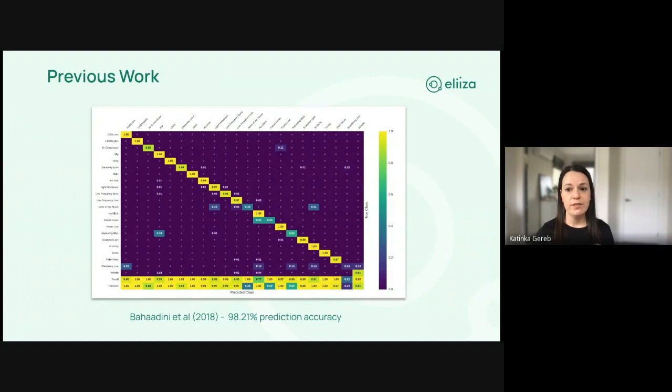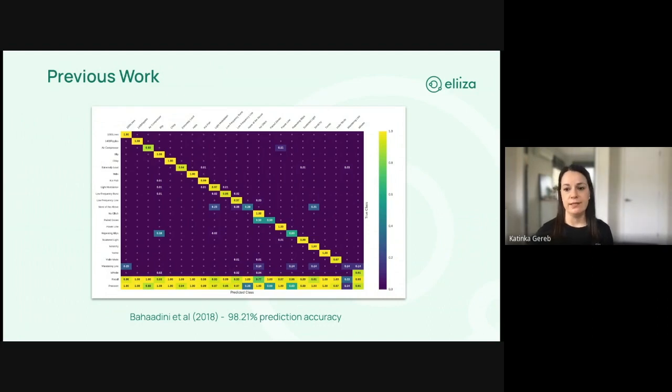And there have been previous attempts in the literature to carry out glitch classification. So in a paper published by Behadini, they created a glitch classification model and reported that their model is able to predict the class or the morphology of a glitch with a 98% prediction accuracy. However, what you can see here is the confusion matrix, which is expressed in percentages.